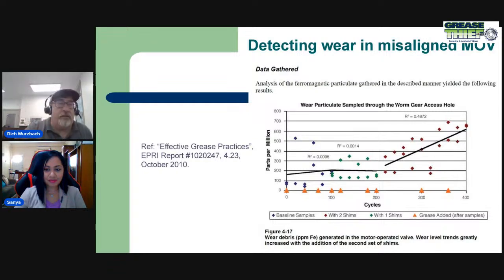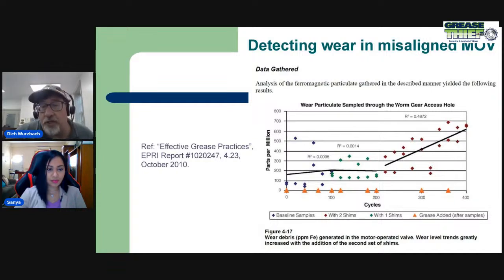We're cycling the valve, like opening the valve, closing the valve, opening the valve, closing the valve. And what you see here is that at the start, the grease probably wasn't mixed up very well because the numbers were kind of jumping around, parts per million. But we took some initial readings that were generally fairly low with a couple outliers. But then we put a set of shims in on one side of the motor. So we created a deliberate misalignment. So now your pinion gear is misaligned to the worm gear. And we said, what happens?